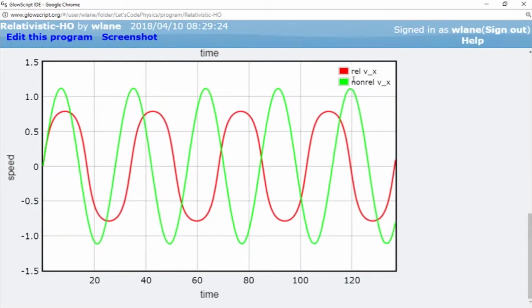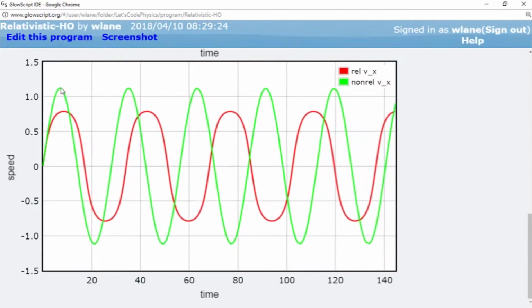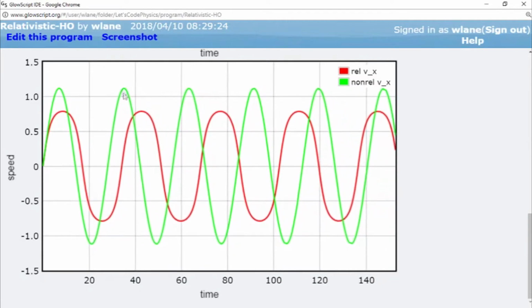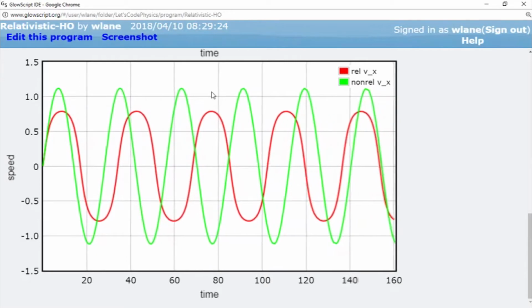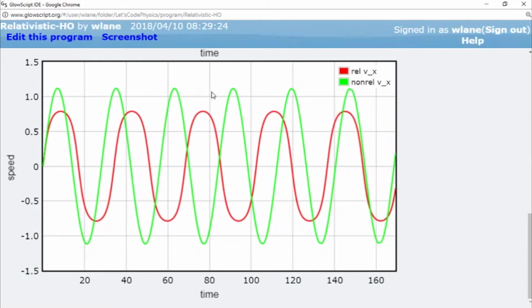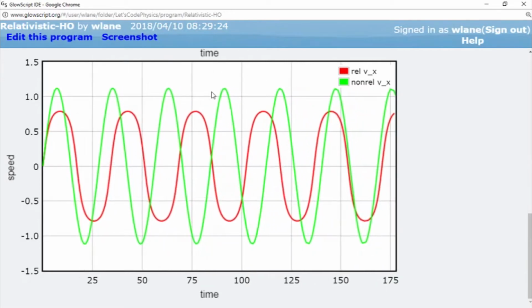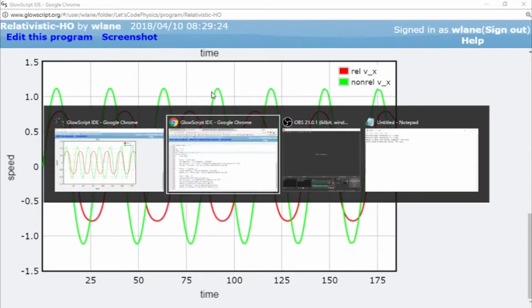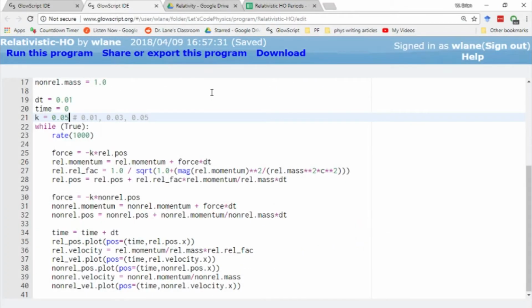And in fact, you can see the green one's definitely not relativistic because it's exceeding the speed of light with every oscillation. So it's not hindered by that speed limit. So I thought a fun thing to do for the rest of this video would be to do a little experiment to try to figure out how these periods are being affected by the relativity here.